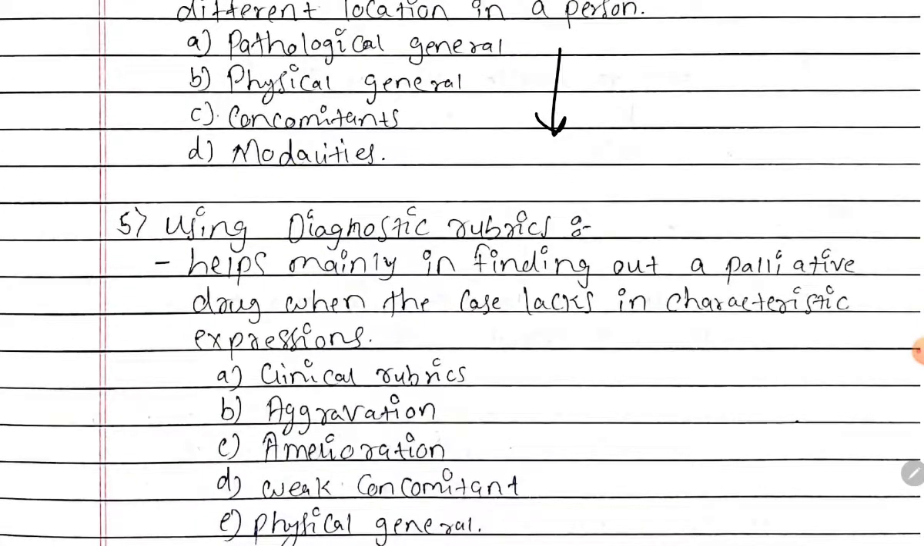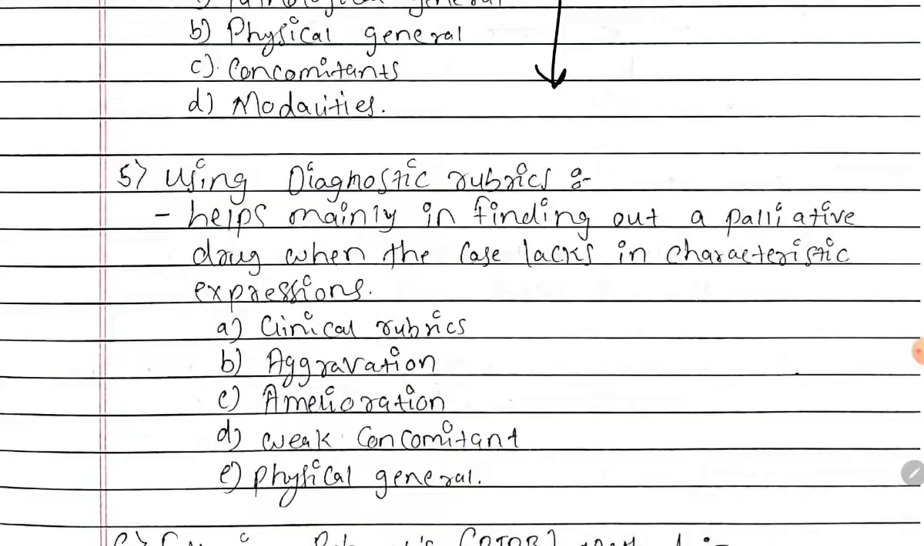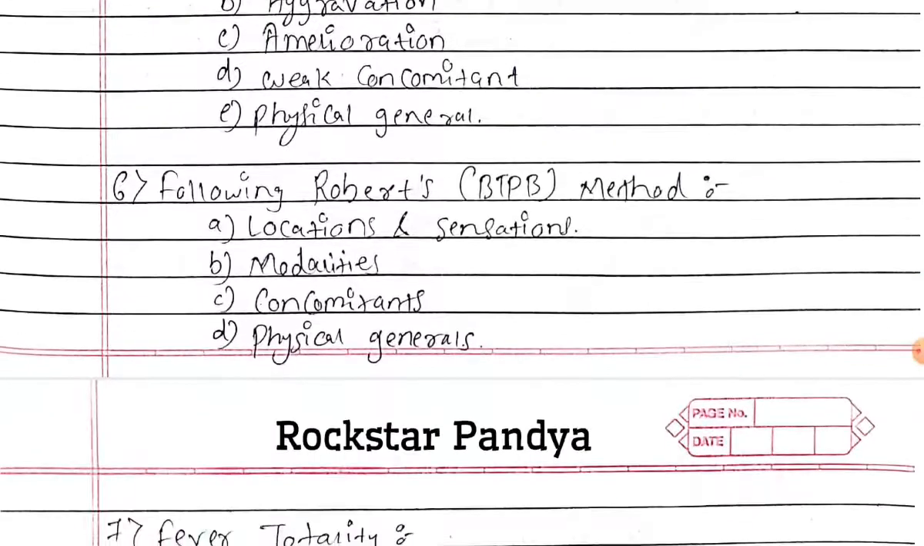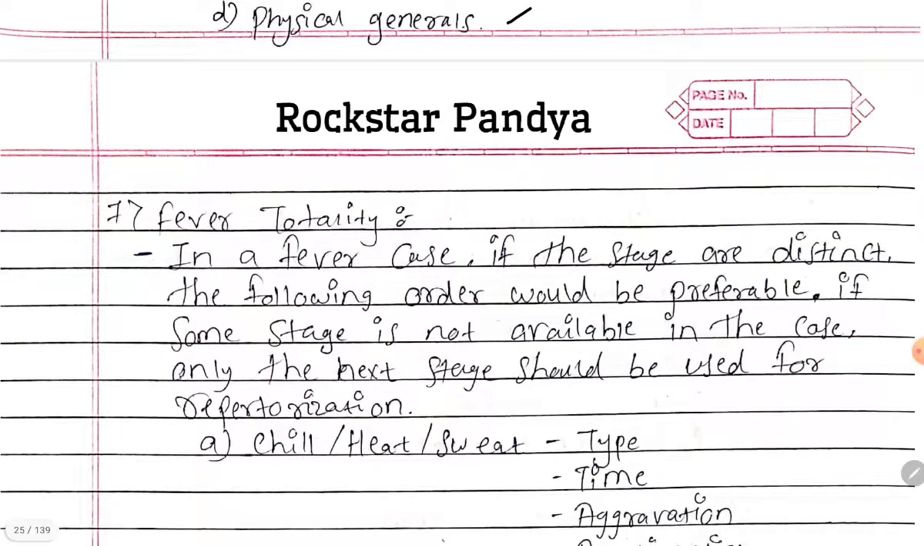Using diagnostic rubrics helps mainly in finding out a palliative drug when the case lacks characteristic expressions. They are subdivided into clinical rubrics: aggravation, amelioration, weak concomitant, and physical general. Following Roberts' BTBB method: location and sensation, modalities, concomitants, and physical general. In last, the fever totality.